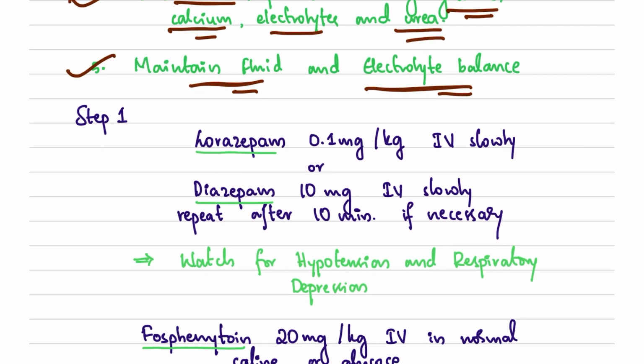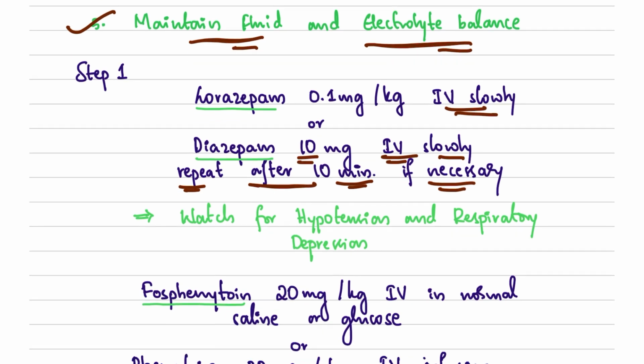From step 1, you will give them lorazepam 0.1 mg per kg IV, slow IV you should give, or if lorazepam is not available, you can give diazepam 10 mg, that is also IV slowly. And also you should repeat this after 10 minutes if necessary. If still the seizures are not stopping, then you might repeat this after 10 minutes. Understand it? Lorazepam 0.1 mg per kg of the patient, IV slow, or if lorazepam is not available, move on to diazepam 10 mg IV slow, and you have to repeat this after 10 minutes if the seizures are not stopping.